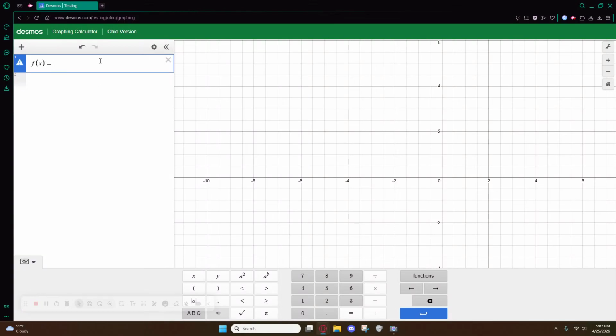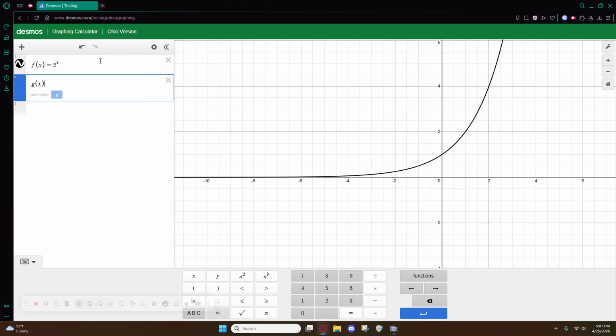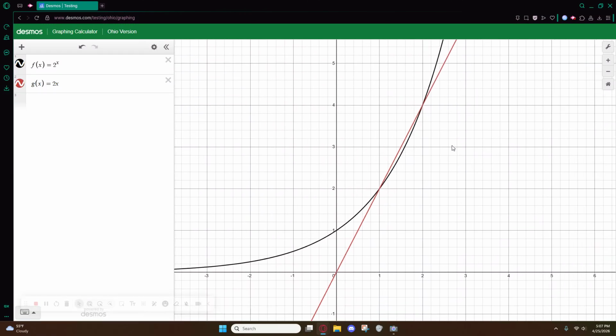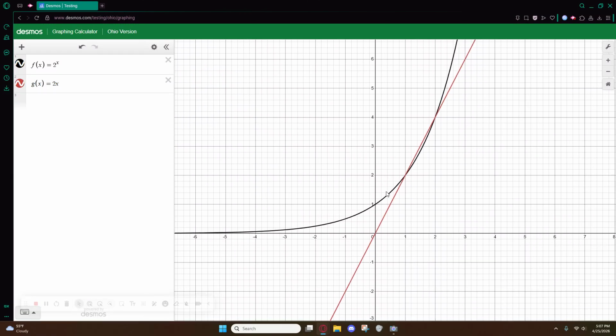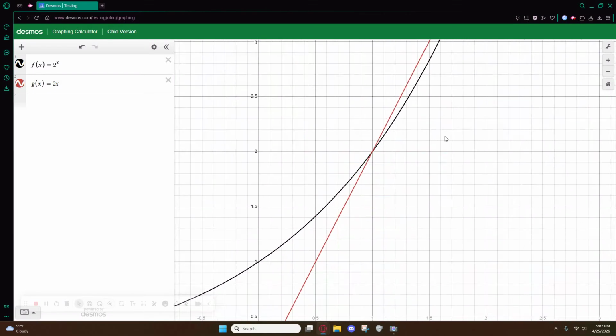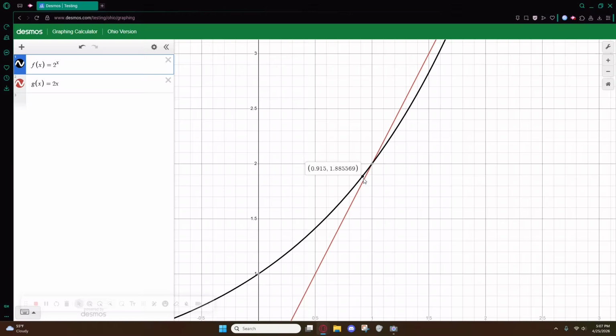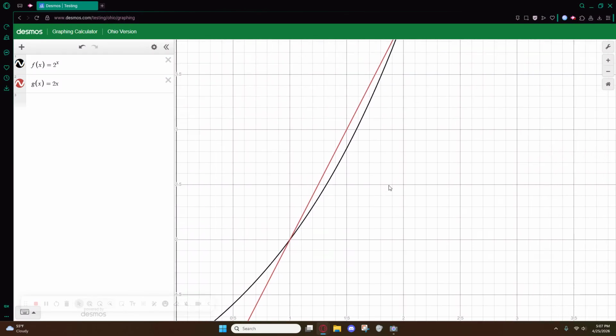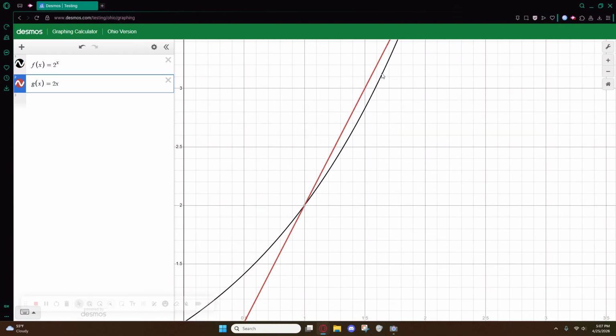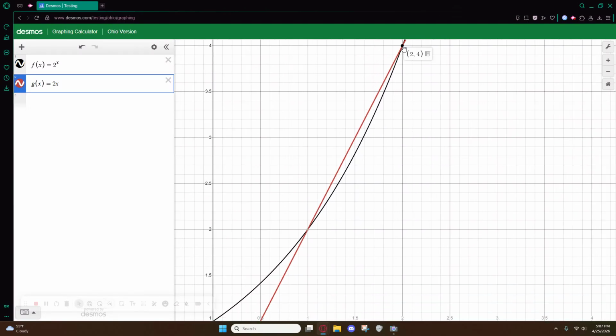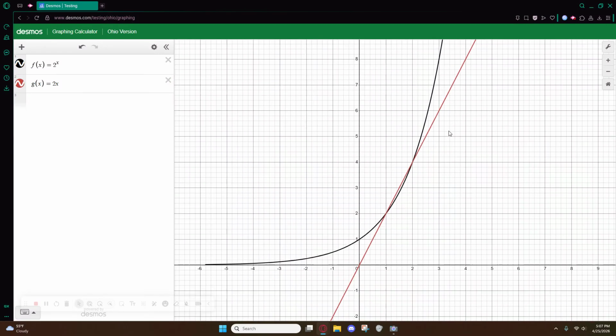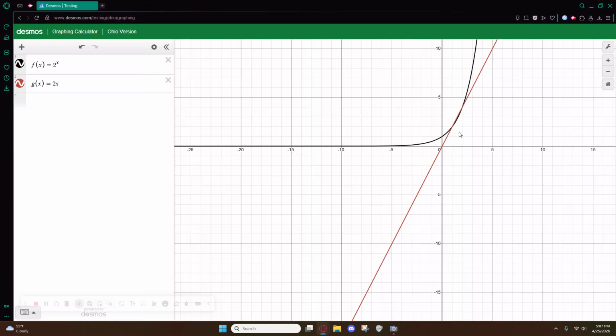F of x equals 2 to the x, as well as g of x is equal to 2x. Okay? And let's see what we got here. First off, if you zoom in a lot, you can see that at this point, f of x is greater until you get to here at x equals 1, at which point 2x becomes greater until you get to here at x equals 2. And then once you hit x equals 2, f of x will always be bigger.